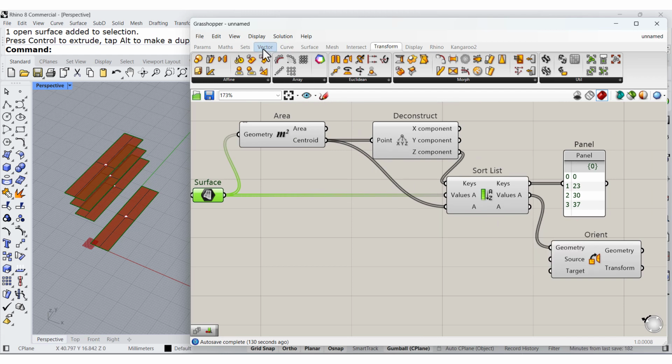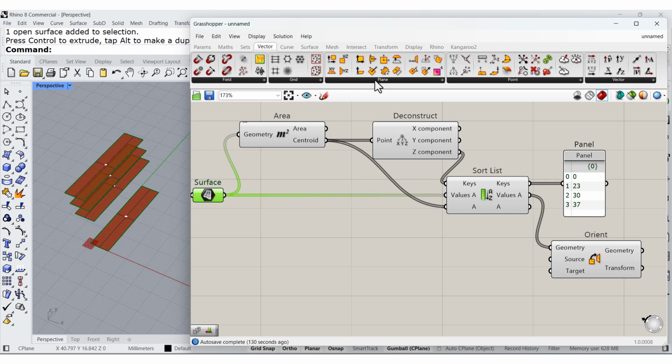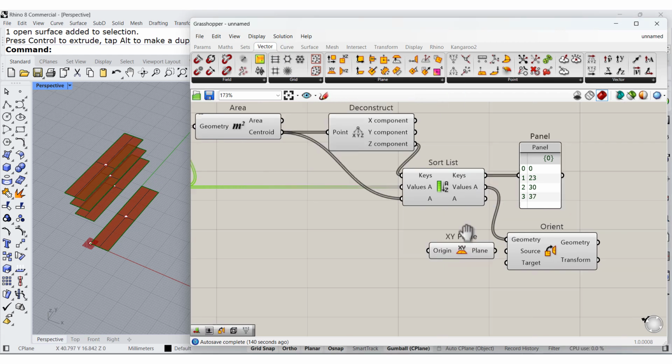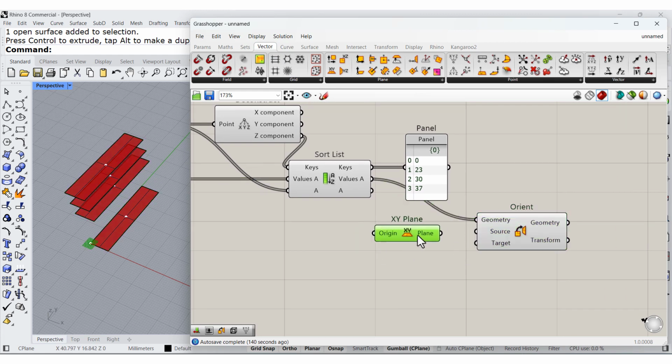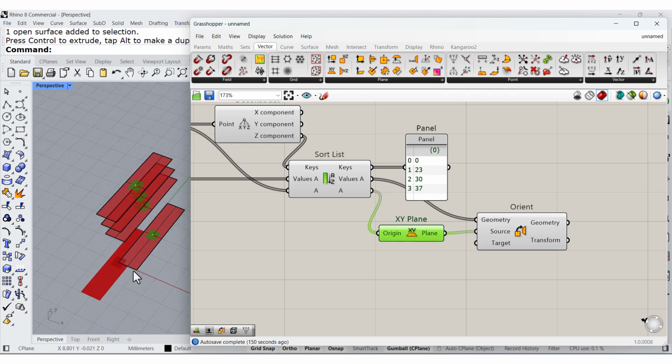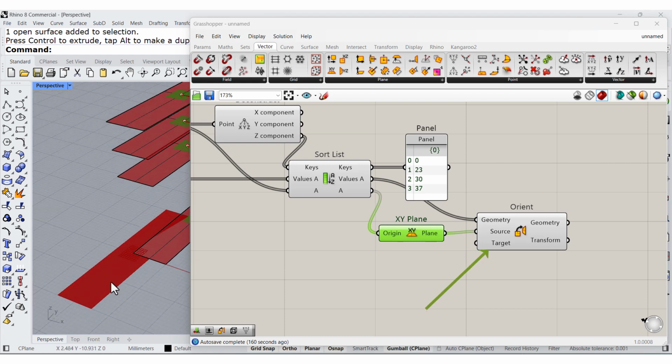So we're going to place vectors, construction planes, and the XY construction plane right here. And notice that they are placed on the right spot. And we can connect this one over here. And notice that all of them go to the floor because the target is set to XY and only one.